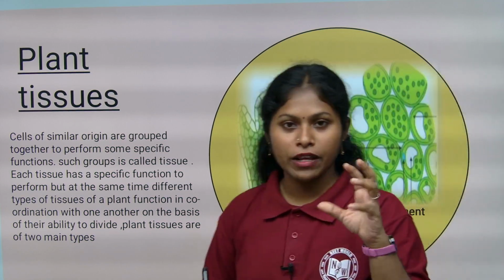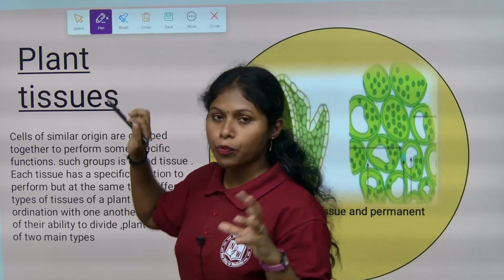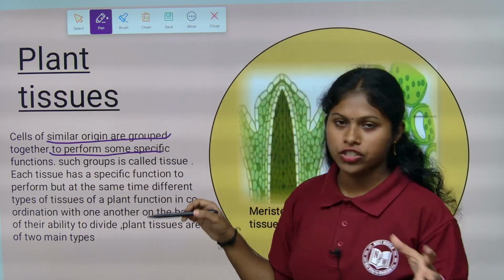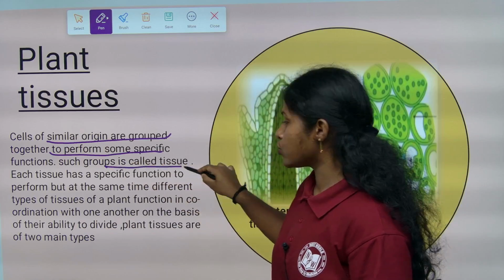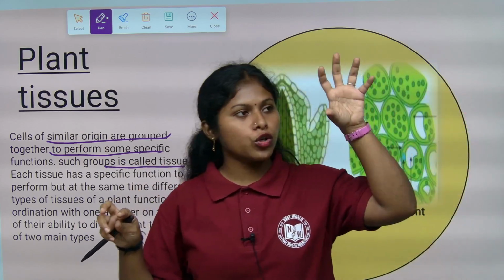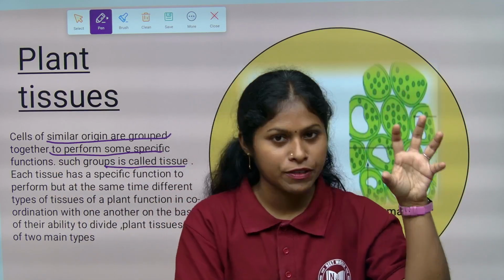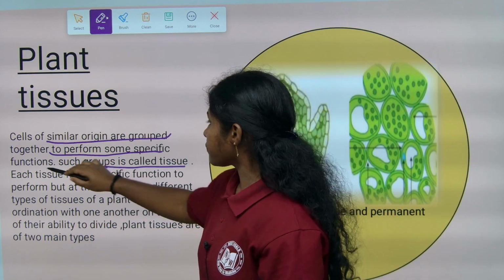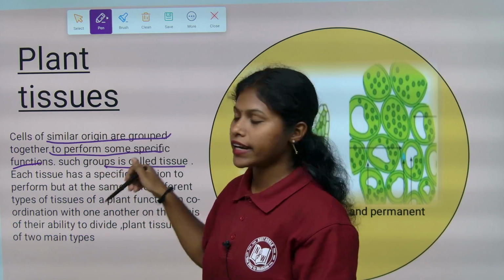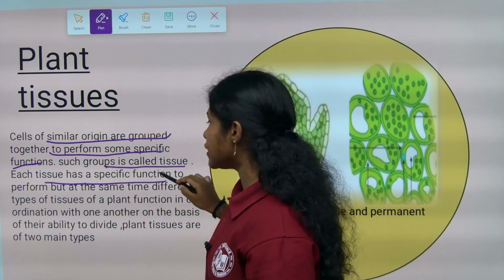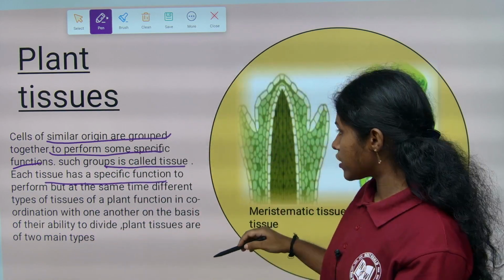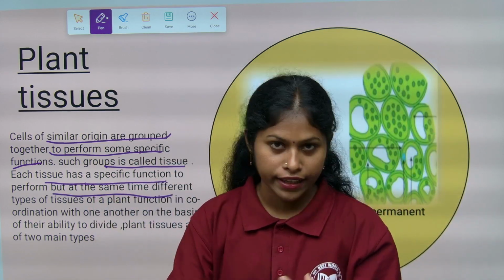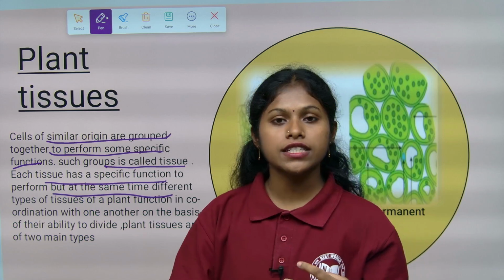Cells of similar origin. A group of cells having a similar origin are grouped together to perform specific functions. Such groups are called tissues. Every tissue has a specific function to perform. But at the same time, children, the different tissues coordinate together to perform the functions in the organism.